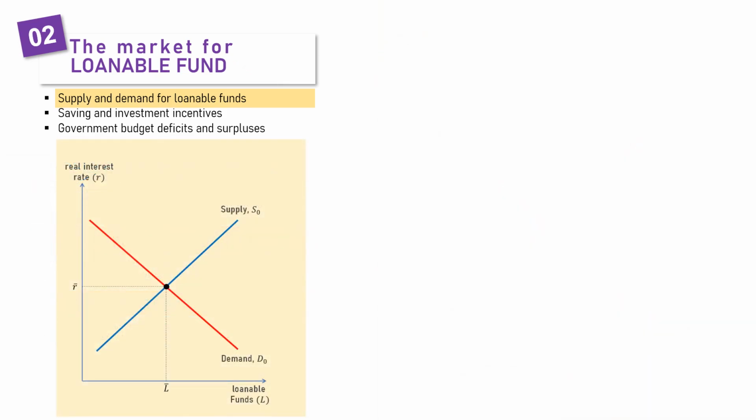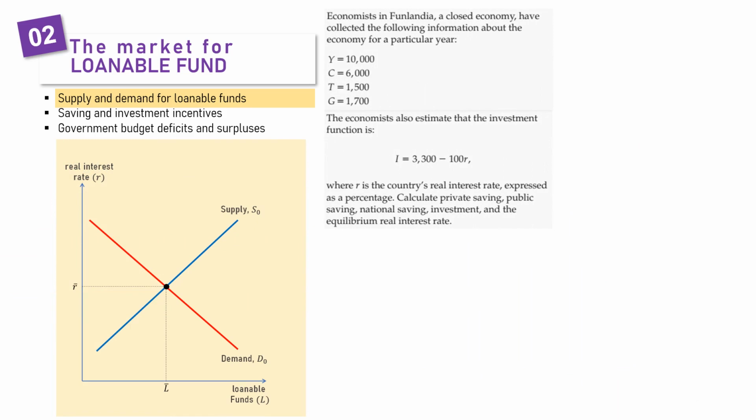Now, let us try to answer the following problems. Okay, look at the questions. Economists in Finlandia, a closed economy, have collected the following information. So we have this information from the problem, and the economists also estimate that the investment function is given like this, where R is the real interest rate expressed as a percentage. We are asked to find private saving, public saving, national saving, investment, and equilibrium real interest rate.